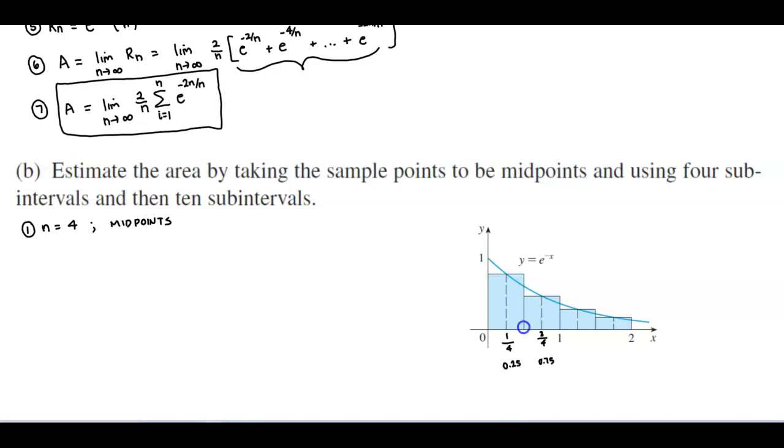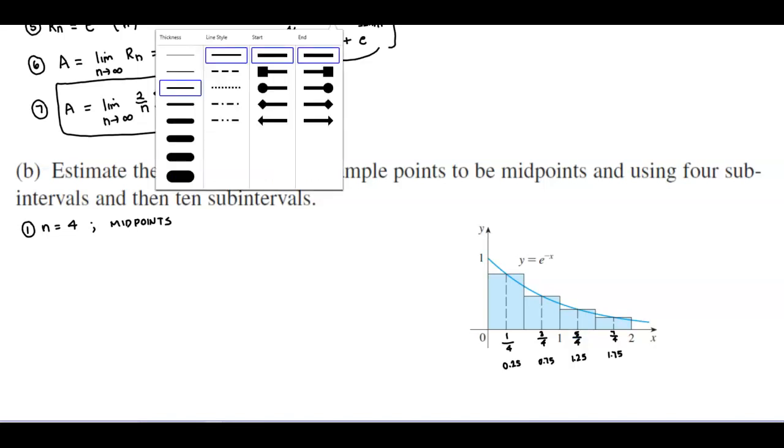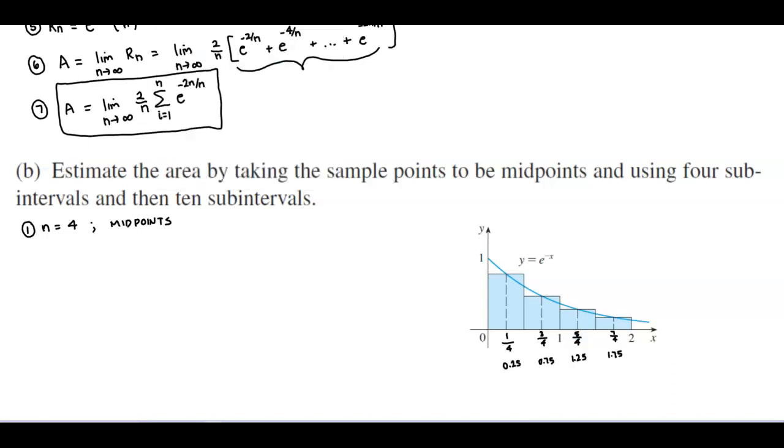And then over here, we're going to have 5/4, which is the same thing as 1.25. And over here, this is going to be 7/4, which is the same thing as 1.75. So those represent the midpoints of the rectangles. So again, let's take a look at that here. So this represents a midpoint. So those are midpoints of the rectangles. Okay?